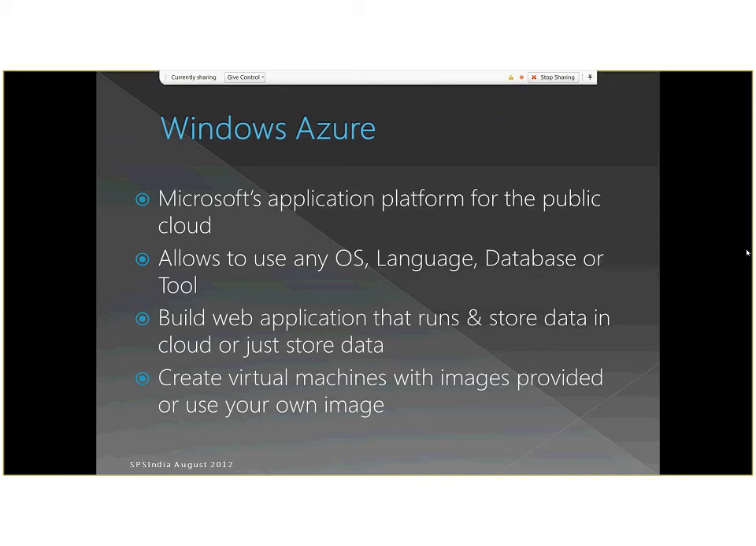The good thing is that when you build your web application, you can host and run it on-premise and store it in the cloud in the Windows Azure storage service, or you can run and store the whole thing within the Windows Azure space. The main idea is that if you create virtual machines, you can create them from the images provided, which we'll take a look at in real terms. And of course, you can upload your own image, so you can migrate your whole machines to the cloud.